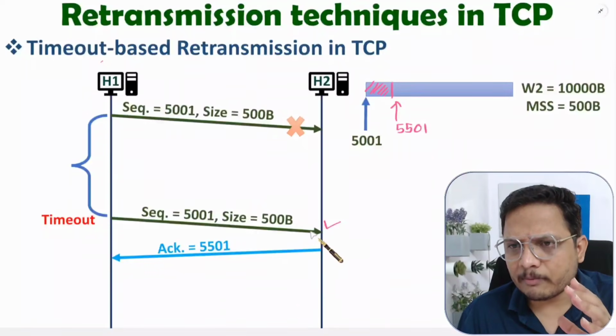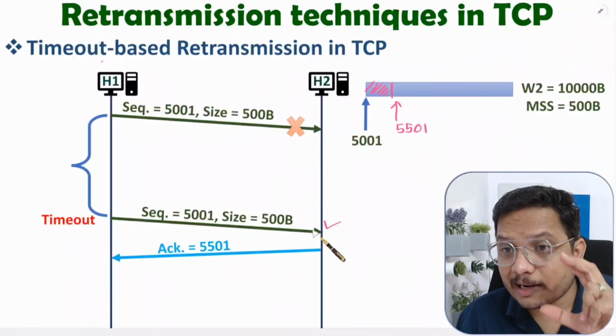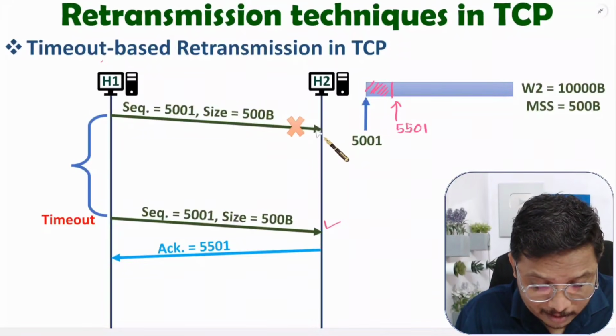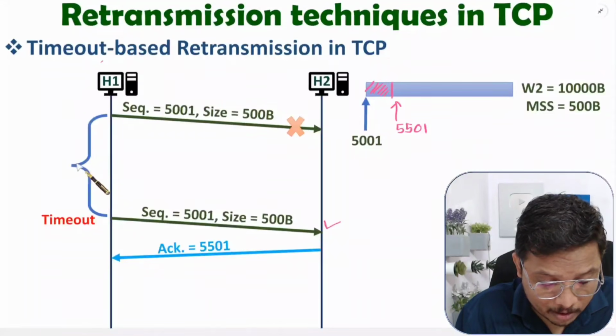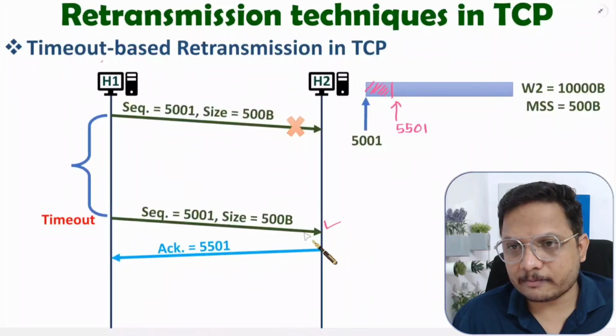So normally, with every segment there will be a well defined timer. If this segment is not received here, in that case after timeout, H1 will be retransmitting that frame, right?